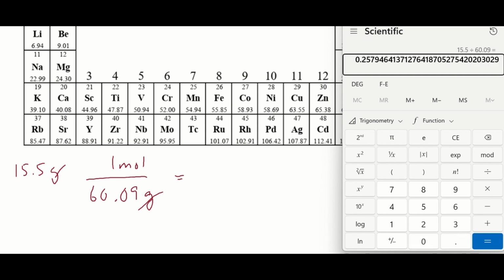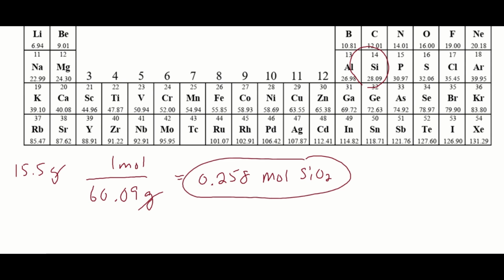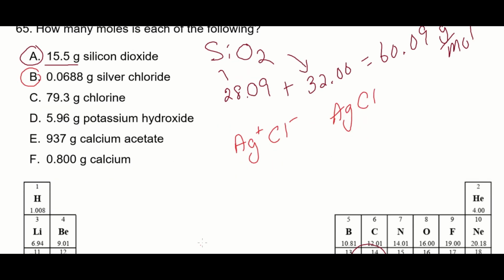And our answer rounded to 3 significant figures is 0.258. Part B, silver chloride. Silver is a metal that almost always forms a 1 positive cation, so that's going to form a 1-to-1 formula unit. So AgCl is the chemical formula for silver chloride.